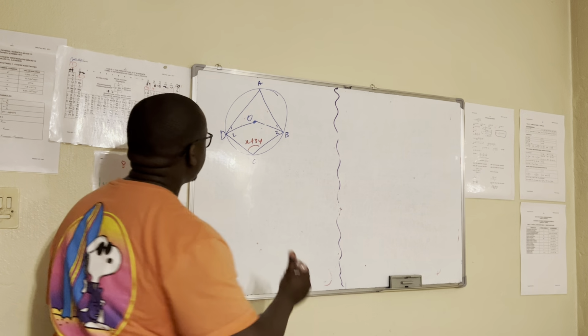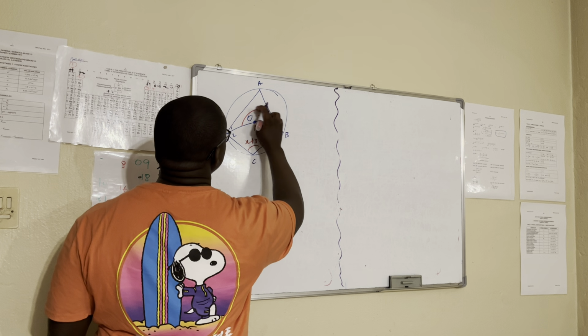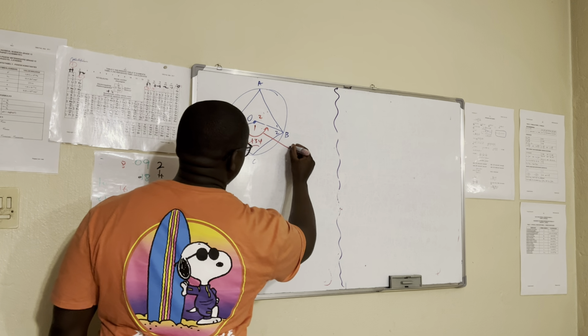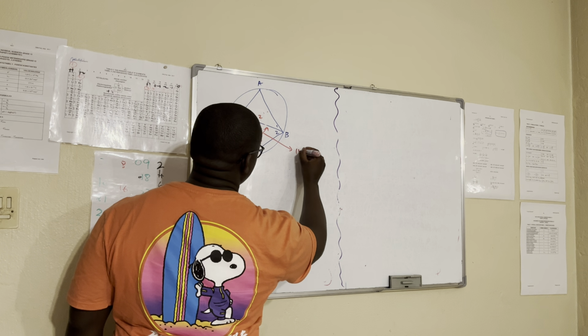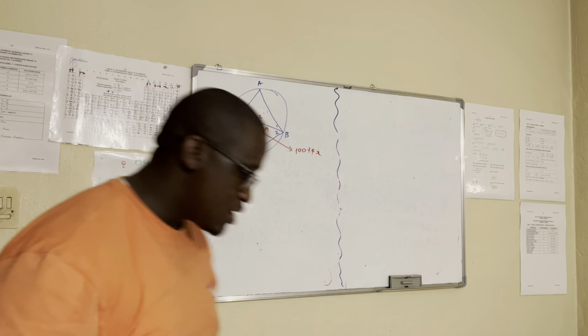So, finally, O1 and O2 add up to 100 plus 4x. Okay? That's sharp. So what's the next question?